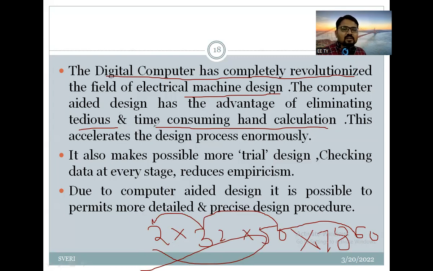Okay, and next is the time consuming aspect. Obviously, to do all this, time was being spent. Will it be now? Actually, even now, when we solve an example, that is also a somewhat traditional method. But what is the advantage for us? We have the calculator with us. Whatever calculations there were, we are doing them on that particular calculator.